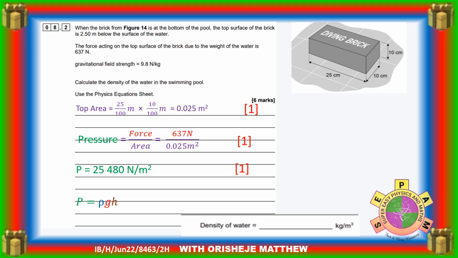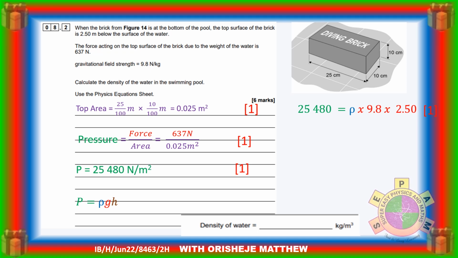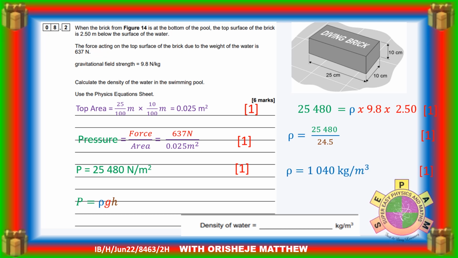If you carry out the substitution, you have the 4th mark out of the 6 marks awarded to this question. Then make density the subject of the formula. So we have that. Then finish up your calculation. That gives you the density of the water. So it's about 1040 kilogram per meter cube. So that is the 6 marks awarded to this question.